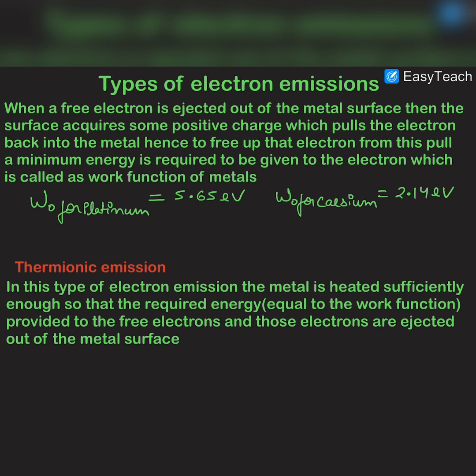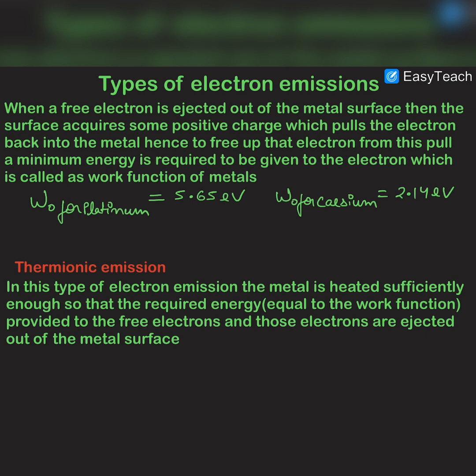And for platinum, it is 5.65 eV, and for cesium, it is 2.41 eV. Okay, so these are the values of work function for these two metals. Now let us discuss the methods by which we can eject the free electrons from the metals.